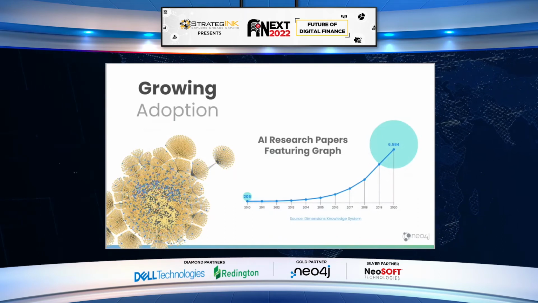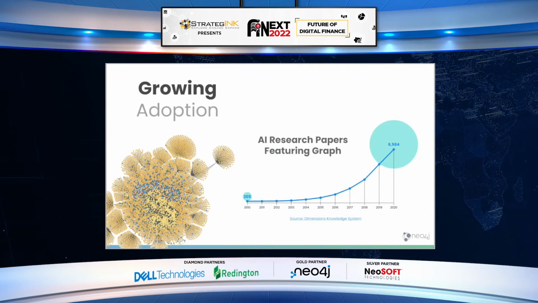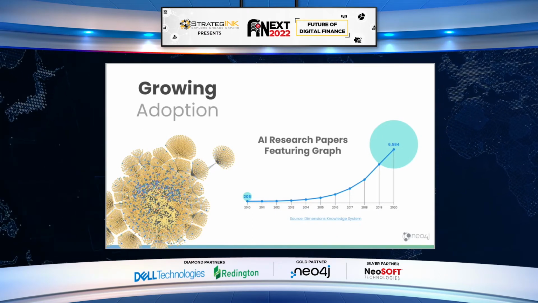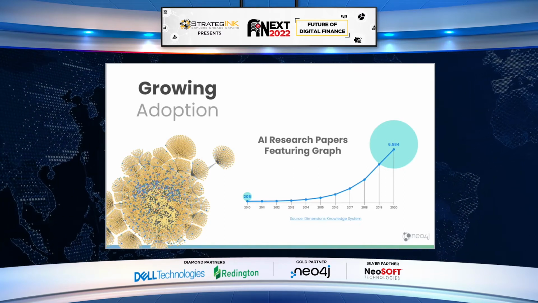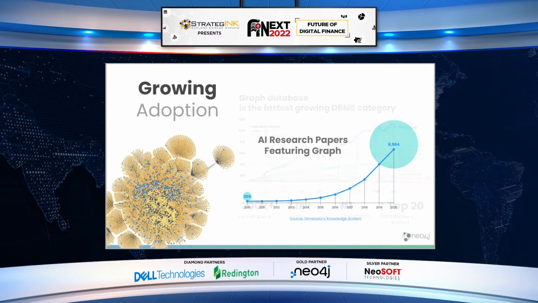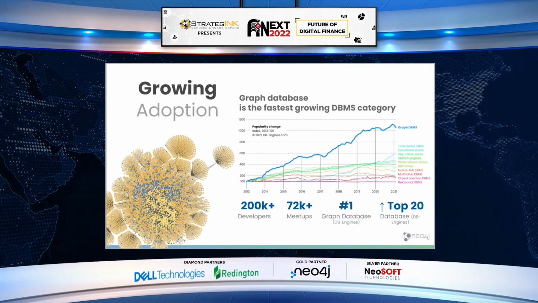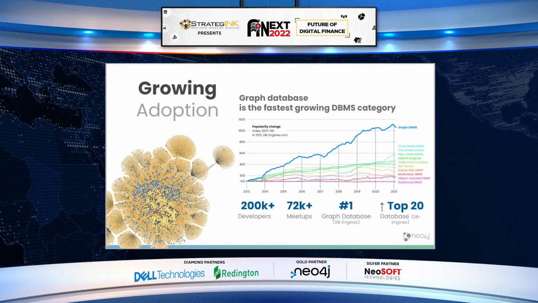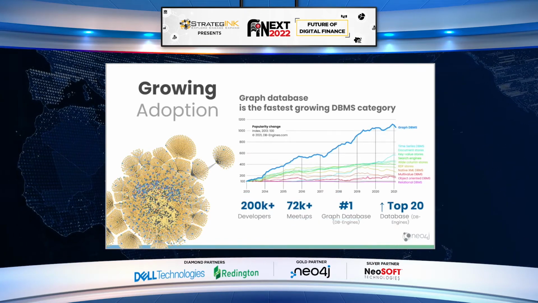World over, we see a tremendous growth in adoption across academics. There are more and more research papers. There are more and more developers, communities, meetups that are talking about graph database. Over the last 10 years, graph database has been the fastest growing category across all databases. And this is as per DB Engines.